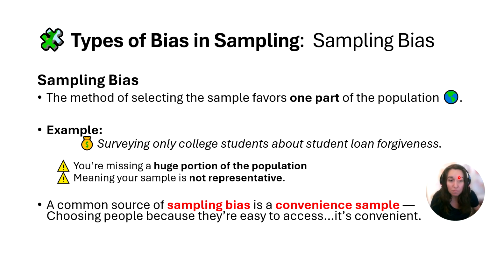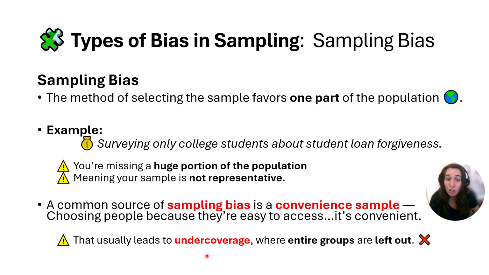that population. And so a common source of sampling bias is a convenience sample. And that basically means that we're choosing people because they're easy to access, right? It's convenient, right? It's really convenient for us. They're right there. And so we're just going to take this sample. That may introduce some bias, okay? That usually leads to something we call undercoverage, which means there are entire groups left out of being represented in our sample, okay? So that's our first type of bias, sampling bias. Let's look at our second type.